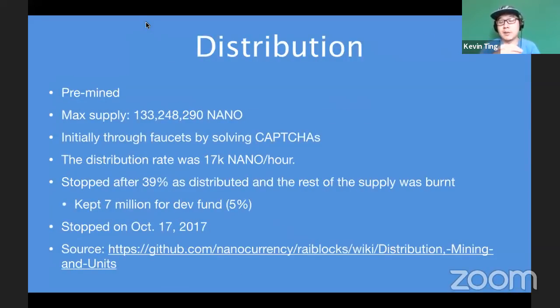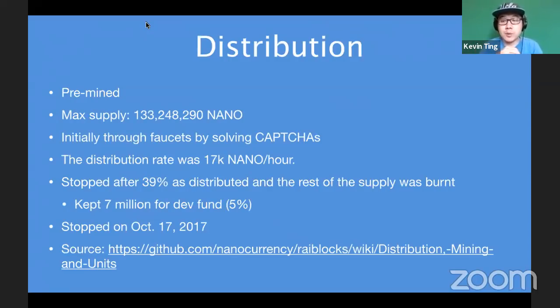Now, the next part I want to take a look at is distribution. Nano, of course, has no mining, so it is completely pre-mined, with a max supply of roughly 133 million and some change. It was initially passed out through some faucets with a manual mining approach where you could solve CAPTCHAs.